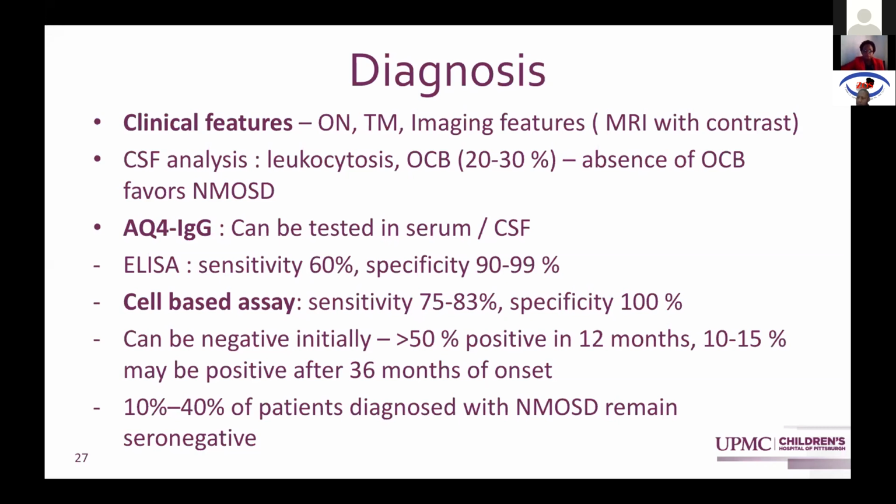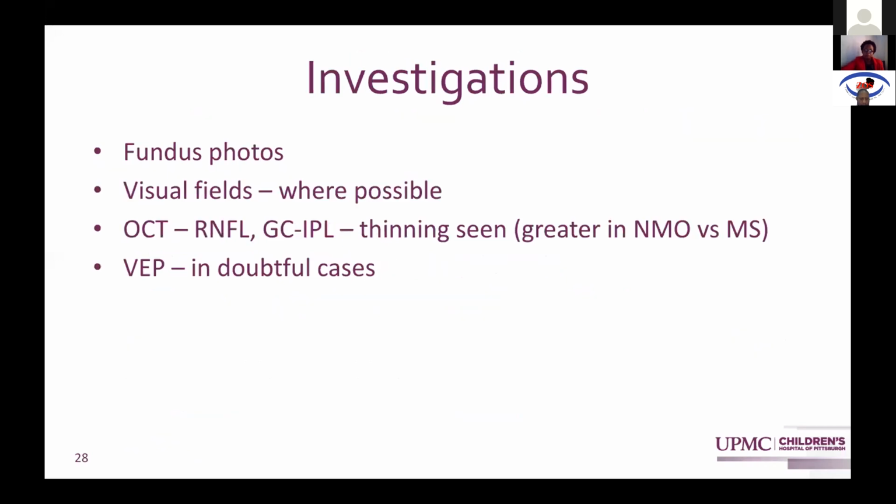It's also very important to remember that it can be negative initially, but can develop positivity over time. So even after 36 months of onset, 10 to 15% may test positive. It's also important to remember that up to 40% of patients remain seronegative. So that does not exclude NMO.